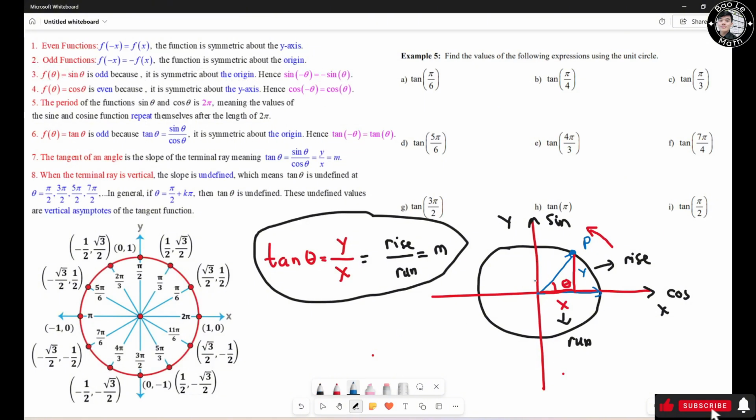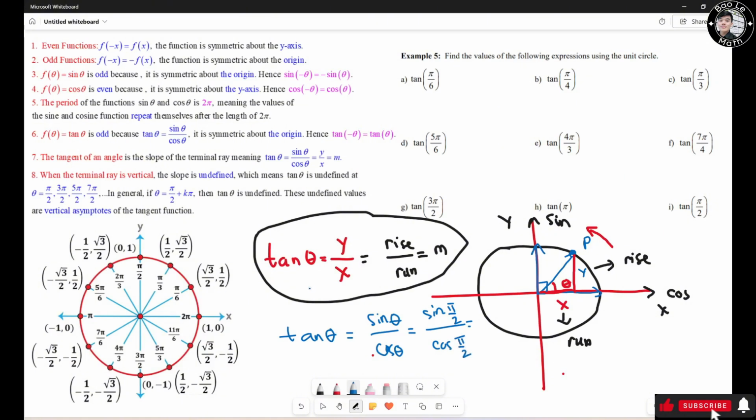Now, when the terminal ray is vertical, for example, the terminal ray goes over here and the angle theta equals 90 degrees, you have tangent theta equals sine theta divided by cosine theta. Theta in this situation equals pi over 2. So it would be sine pi over 2 divided by cosine pi over 2.